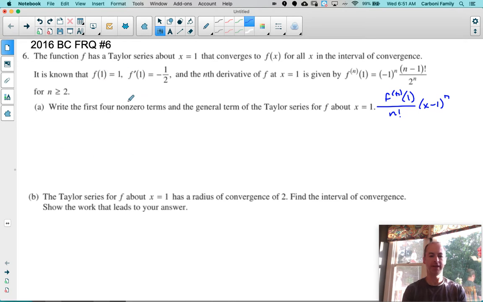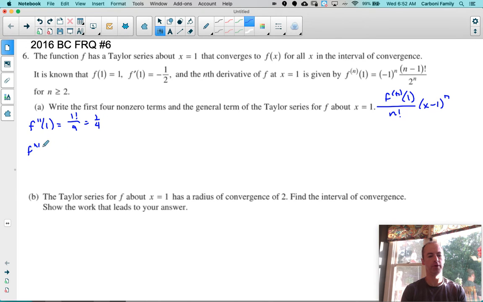I have f and f prime of 1. I am missing f double prime of 1. That should be a 1, f double prime of 1. And I will get that by plugging 2 into this formula. My second derivative: negative 1 squared is positive, 2 minus 1 is 1 factorial, over 2 squared is 4. And so that's going to give me a value of 1/4.